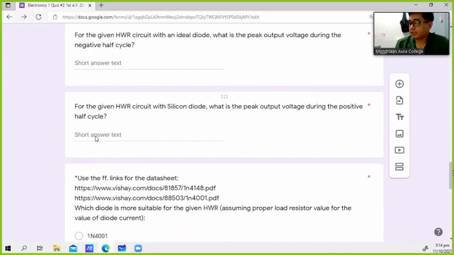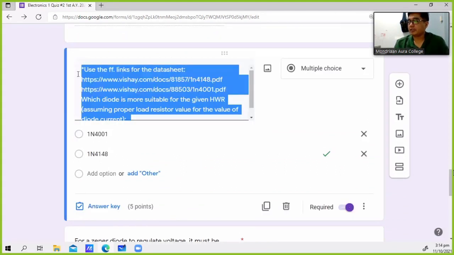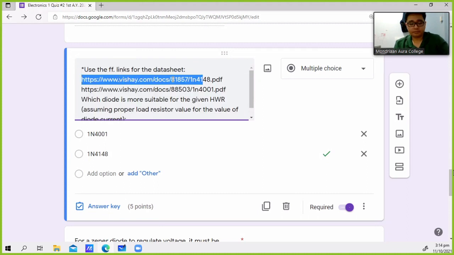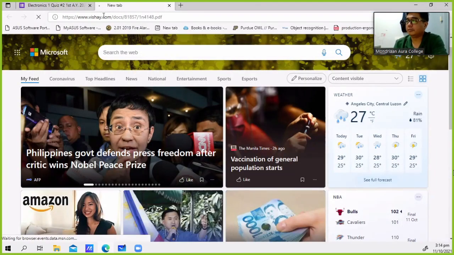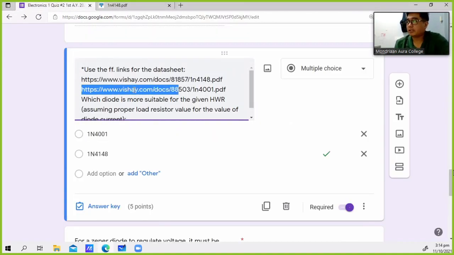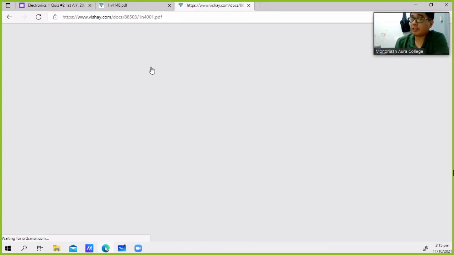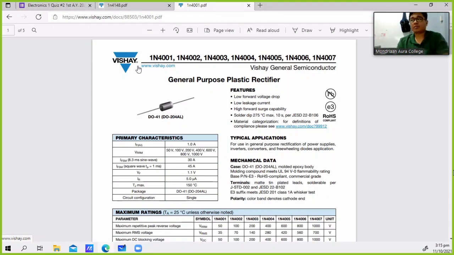Okay. Use the following links for the datasheet. So open natin yung datasheet na yun. Ayan. So this is the datasheet for the 1N4148. And this one, open natin itong isa. This is the datasheet for the 1N4001. So pareho silang PN junction diode.